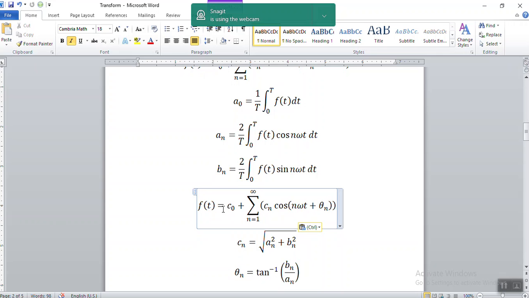So, this is what is called the alternative form of the Fourier series expansion, the trigonometric form of the Fourier series expansion with the incorporation of the phase term.